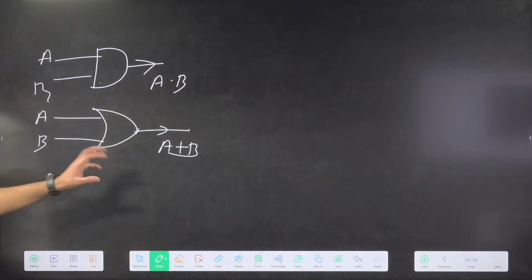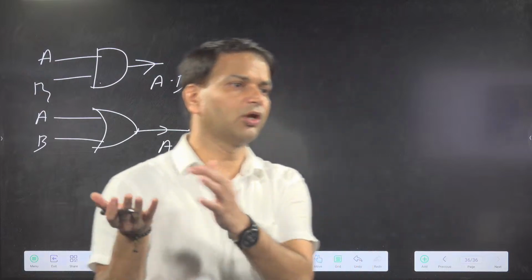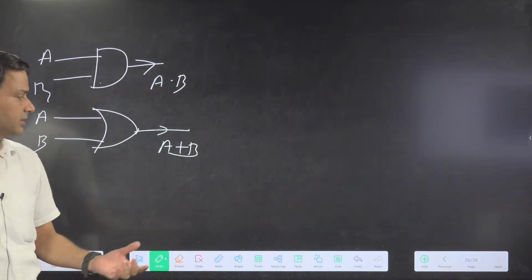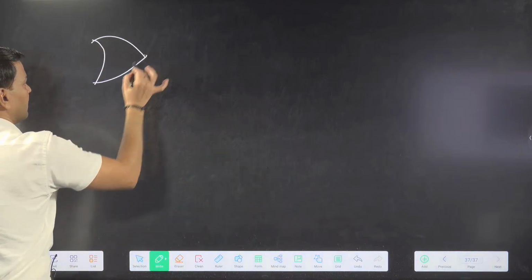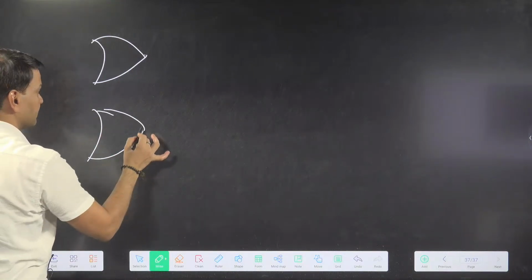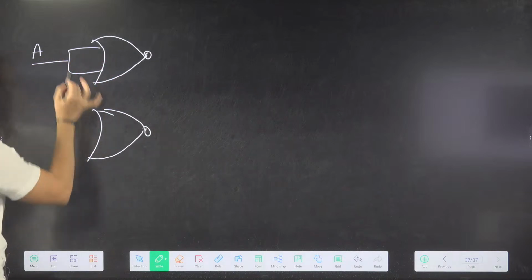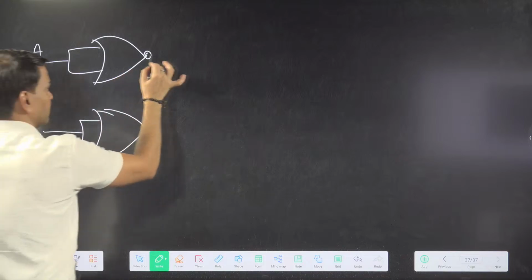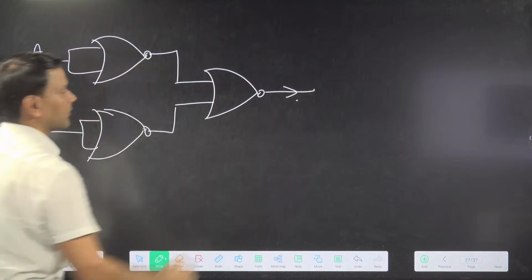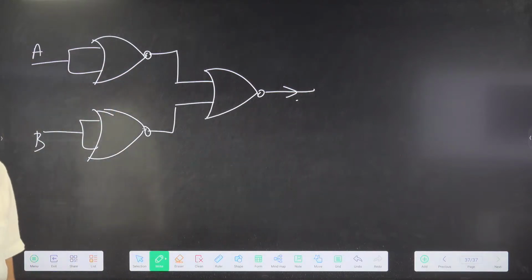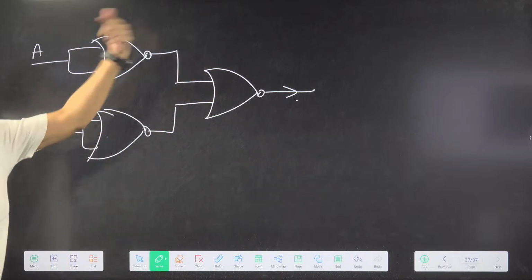Okay. In the gate problems, there are combinations of gates, and they ask how to convert the NOR gate into the AND gate, and the number of gates required. So suppose I have given this circuit. What is the output of this gate? Here I am using 3 NOR gates. I am asking what is the output of this gate.